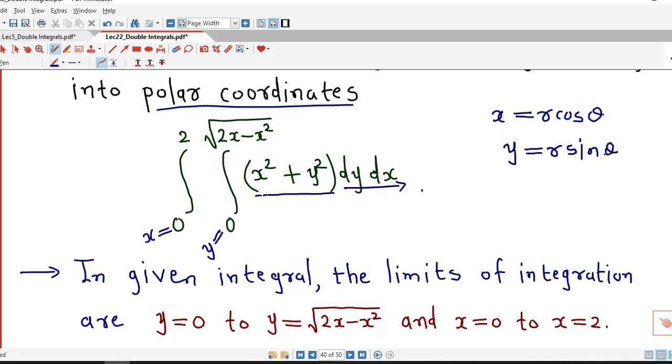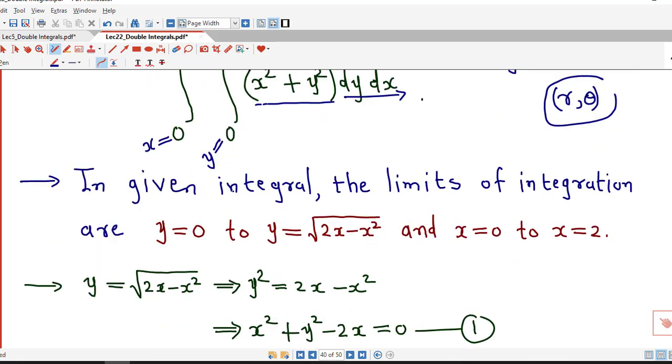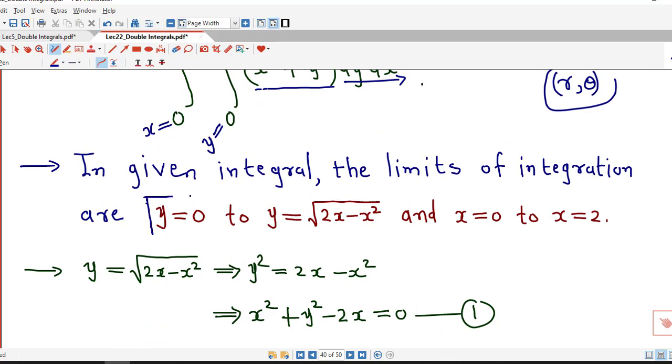Using this substitution we will convert this Cartesian integral into a polar integral, and we will require limits of variables r and theta. So for this we have to sketch the region of integration, which we will do using the limits of integration in the given double integral. The limits are y from 0 to y equal to square root of 2x minus x square and x from 0 to 2.